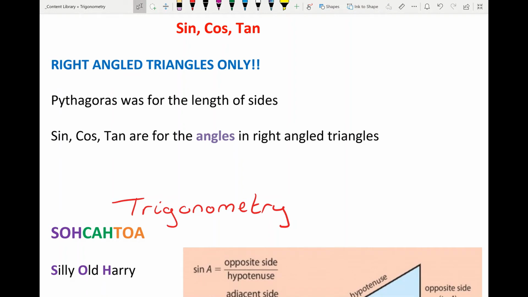Today we're going to continue looking at trigonometry and we'll be looking at sine, cos and tan. You'll be familiar with these again from junior cycle. Sine, cos and tan can only be used with right angle triangles. They're similar to Pythagoras in that Pythagoras was used for the lengths of the sides in the right angle triangles, and sine, cos and tan are used for the angles in right angle triangles.